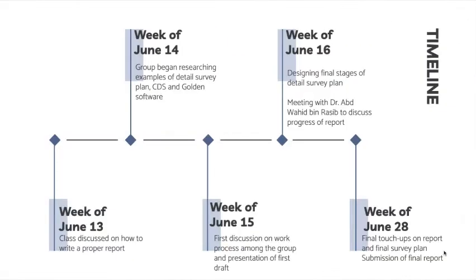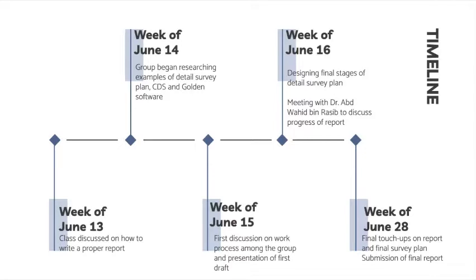The timeline of our project started on the week of June 13th when the Engineering Survey Project 1 was officially announced. The class discussed how to write a proper report on how to produce a detailed survey plan using the CDS software. During the week of June 14th, the group began researching examples of detailed survey plans that were under the JKR Jabatan Kerja Raya format, the CDS software, as well as the Golden software. The group also started searching for any relevant information regarding the project from various sources.